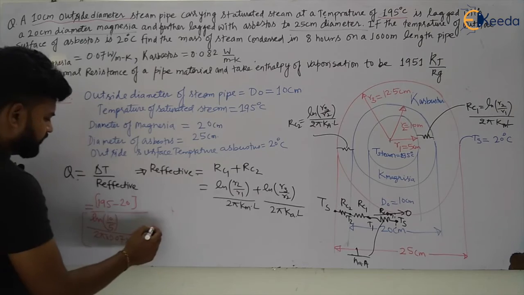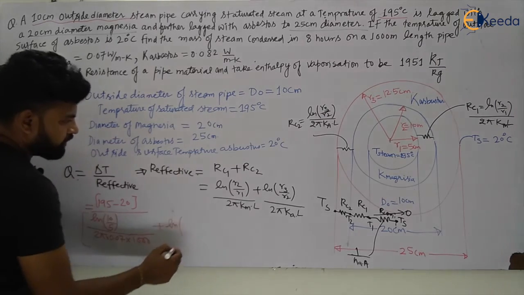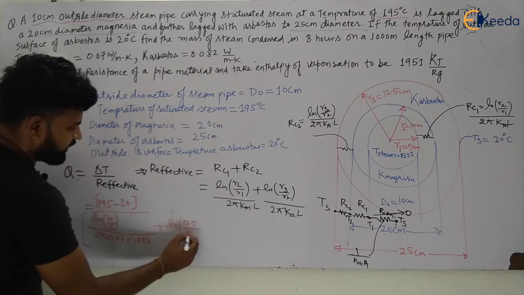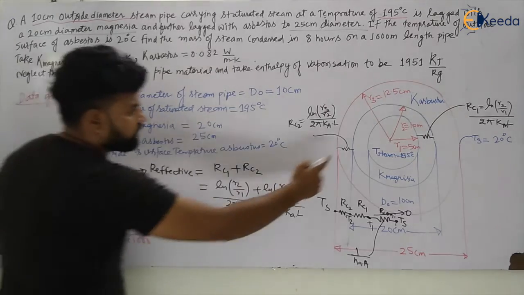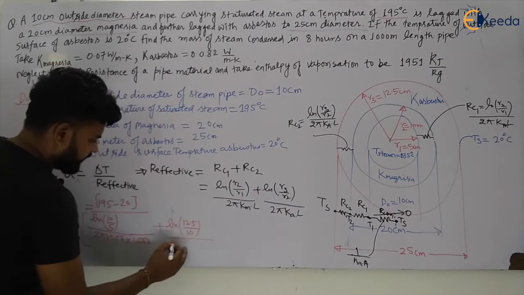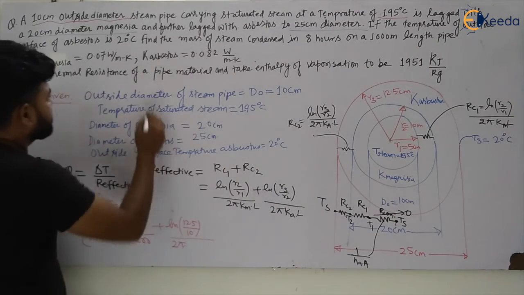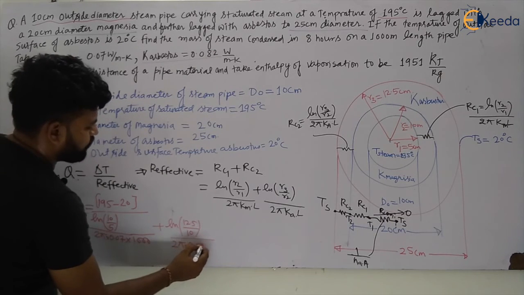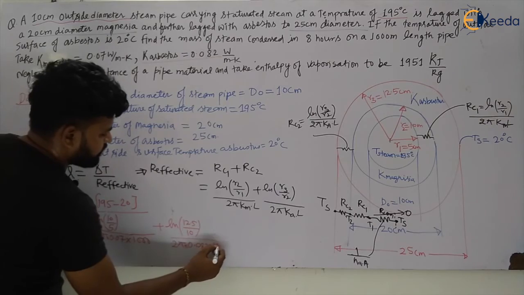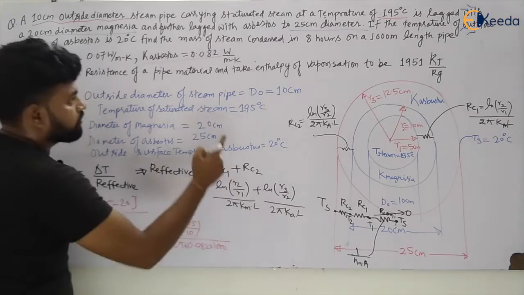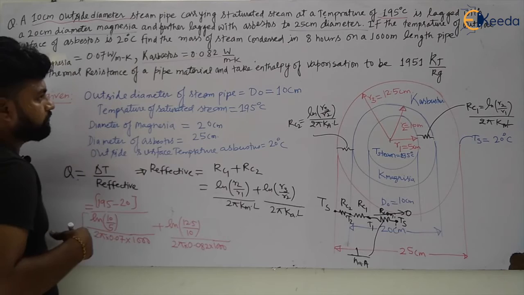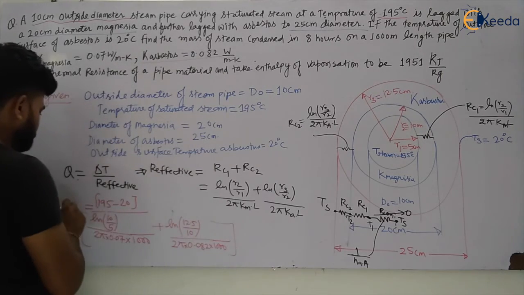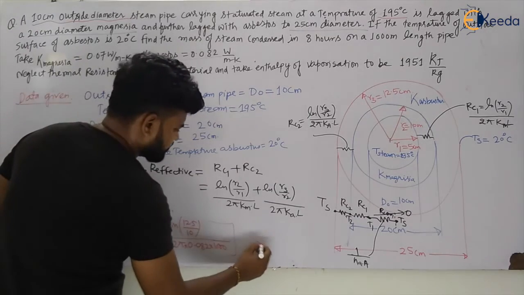Now again plus ln of R3 by R2. What is R3? 12.5 divided by 10, that is R2 equal to 10, my dear students, divided by 2 pi K asbestos. What is the K asbestos? This is the thermal conductivity, 0.082 multiplied by L, which is 1000. Can we have the heat transfer from here, Q? Yes, we can calculate it.